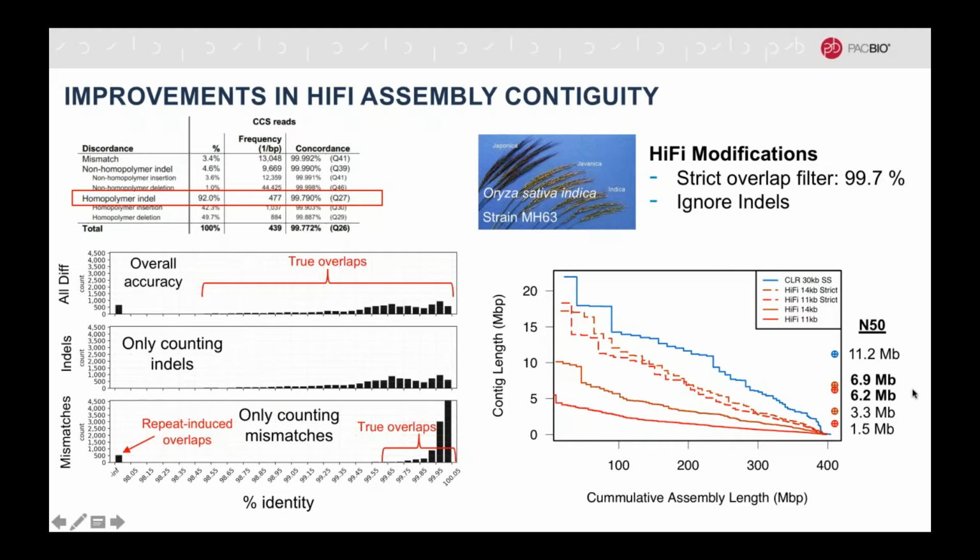On the bottom right, you can see the two new curves illustrating the higher contiguity of the two HiFi assemblies after the Falcon changes. In particular, the 14 kb HiFi library now has a Kingan N50 of nearly 7 megabases. We're continuing to test these changes on additional genomes, and we'll add these features to the distributed Falcon assembly code soon.